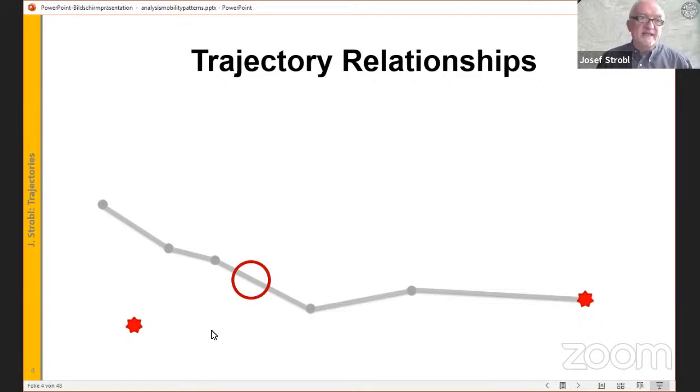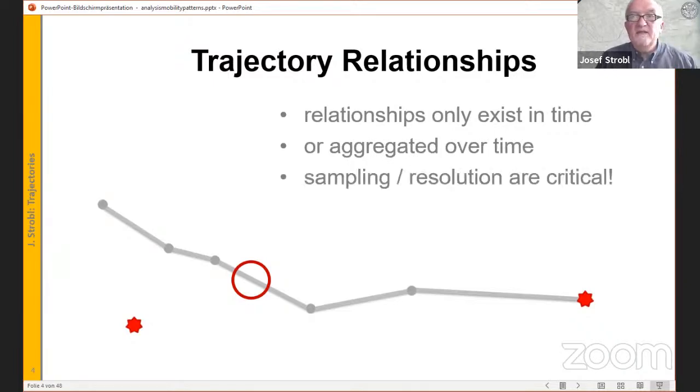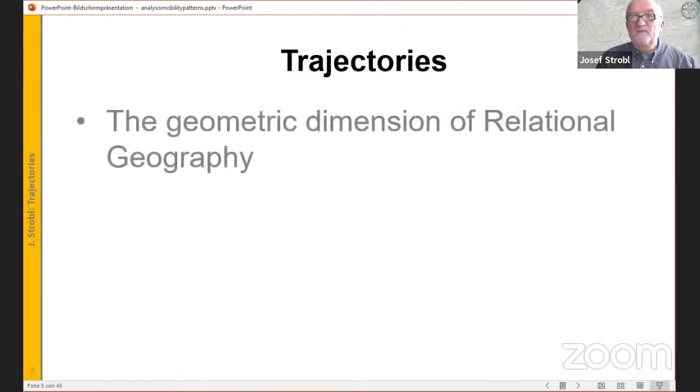This should just illustrate that a trajectory is a different spatial, a different geoinformatics feature compared to our traditional lines or polylines. So we can see that such relationships like intersecting or meeting only exist in time or can be aggregated as densities over time. And it's quite important to decide upon the sampling of any recording of a trip or trajectory. I like to call these trajectories and the work we are doing here within the context of relational geography, the geometric dimension of relational geography.